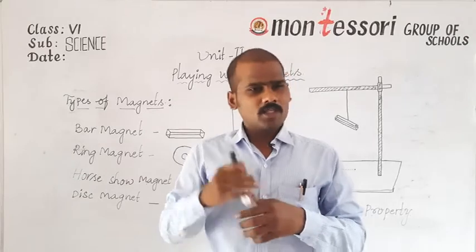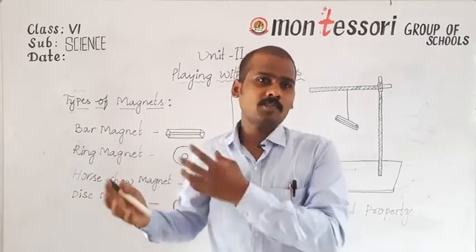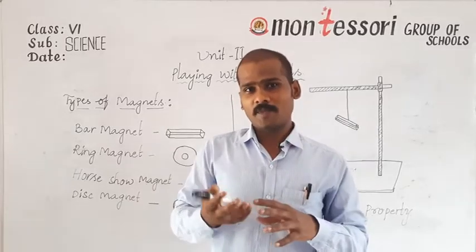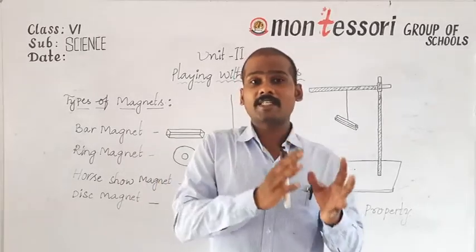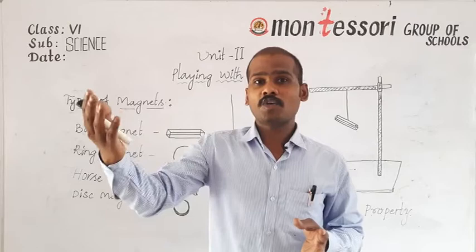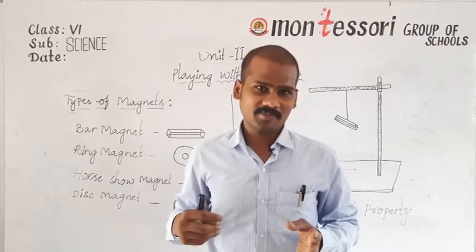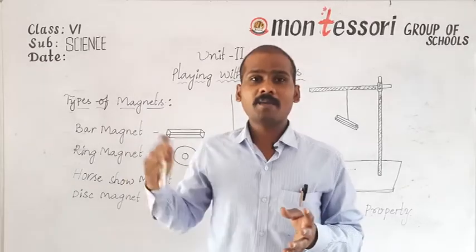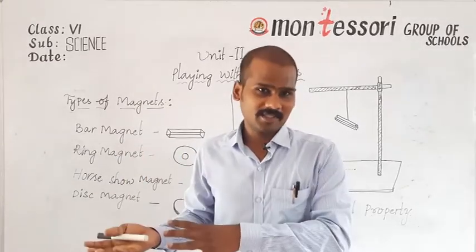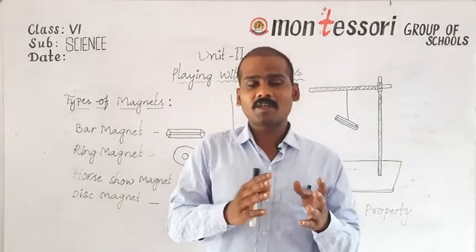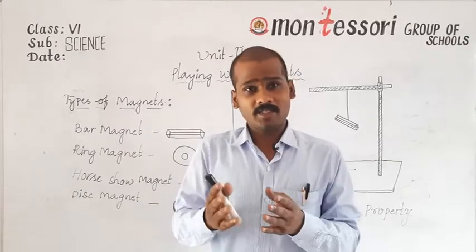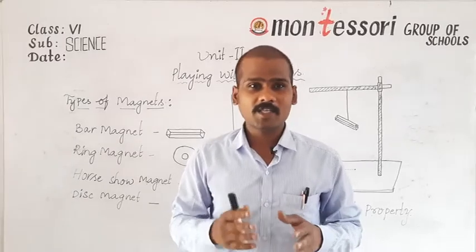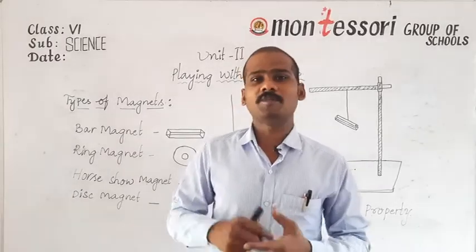So like this, you can use different objects and find whether they are attracted to the magnet or not. The objects which get attracted by the magnet are made out of magnetic materials, and the objects which are not attracted by the magnet are made from non-magnetic materials. Examples for magnetic materials: iron, nickel, cobalt. Examples for non-magnetic materials: paper, cloth, and wood.